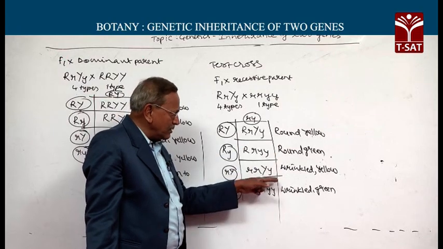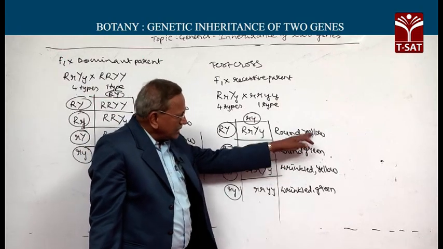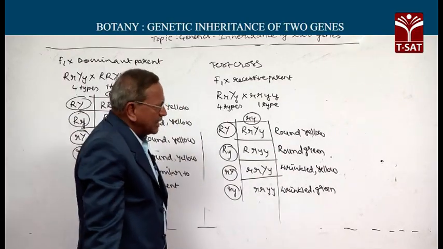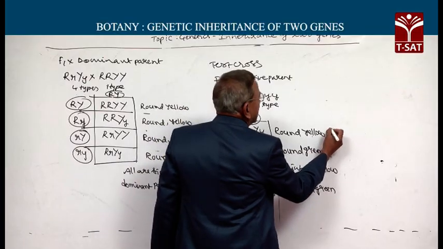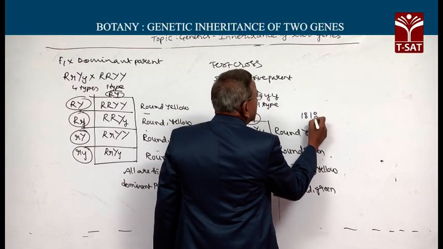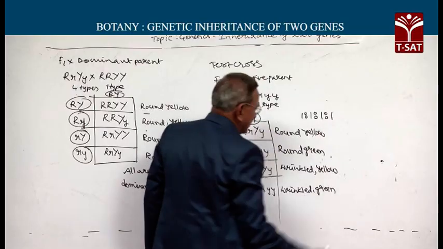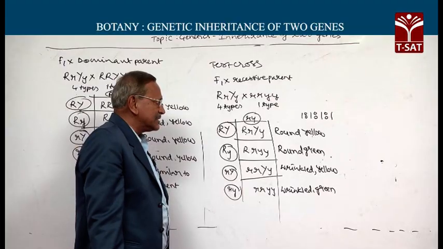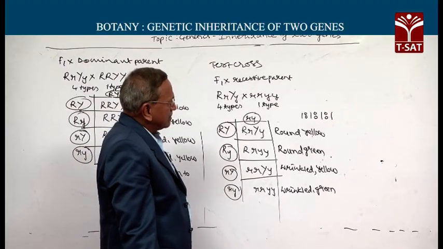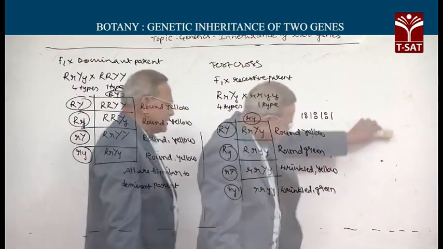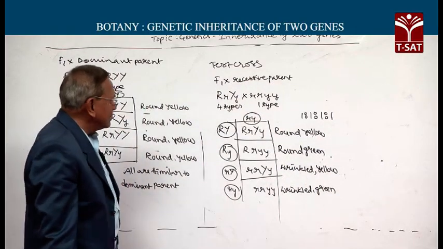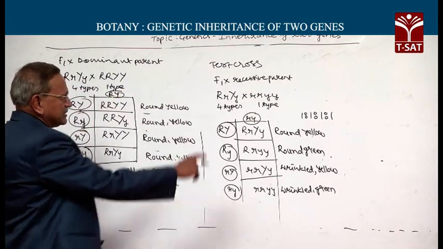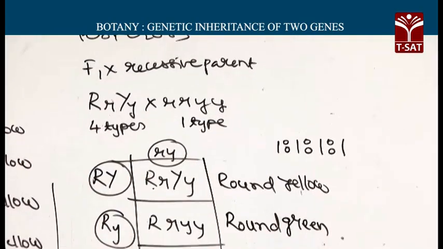So no two progeny are similar. Of course, we have two round and two wrinkled, two yellow and two green, but no two progeny are similar. So the ratio must be 1:1:1:1. The test cross ratio for dihybrid is 1:1:1:1. This is the test cross ratio with a recessive parent, and the earlier one is the back cross ratio with a dominant parent.